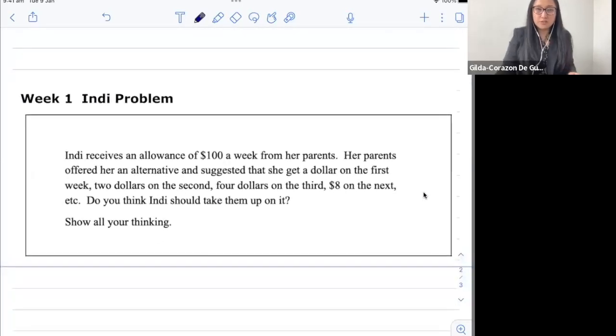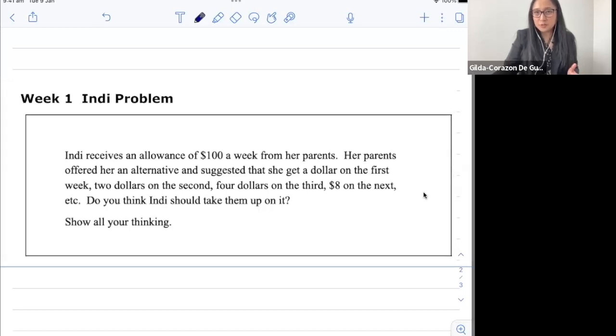Okay, now you could do that as a practice, or you could also do this next question. Well, this is not the week 2 problem, but this is a problem wherein you would be able to use the same strategy, looking for a pattern. Indy receives an allowance of $100 a week from her parents. Her parents offered her an alternative and suggested that she get $1 on the first week, $2 on the second, $4 on the third, and $8 on the next, etc. Do you think Indy should take them up on it?